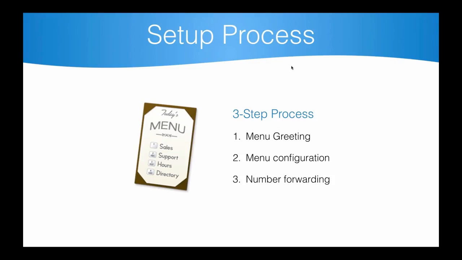So just to give you guys an idea of the setup process when making a menu with phone.com, I know things feel a little scattered with the interface, but when you really break it down, making a menu is three simple steps. The first is to create your menu greeting. The second is to then configure your menu options within the menu settings. And then the third and final step is to forward your phone.com number to your menu. So if you haven't made a menu yet, I'm going to go through the whole process to get you nice and comfortable with everything.